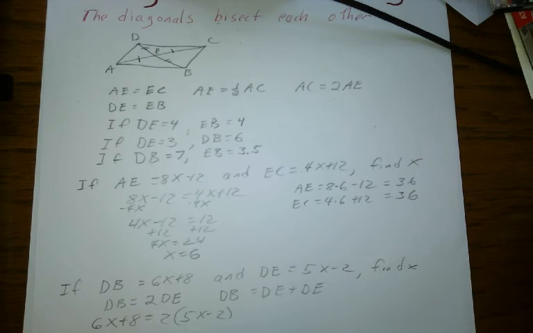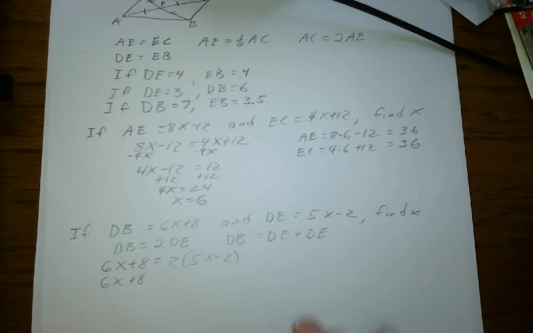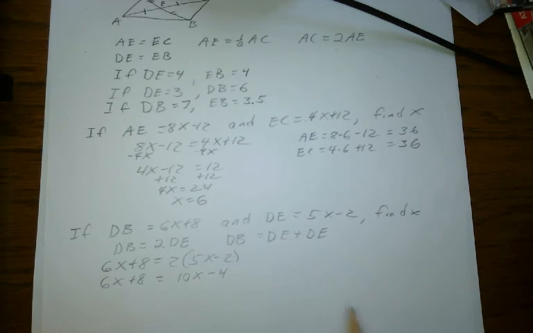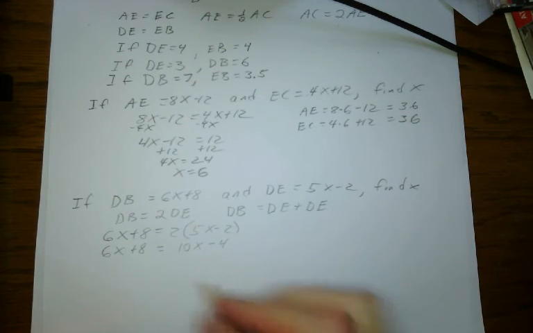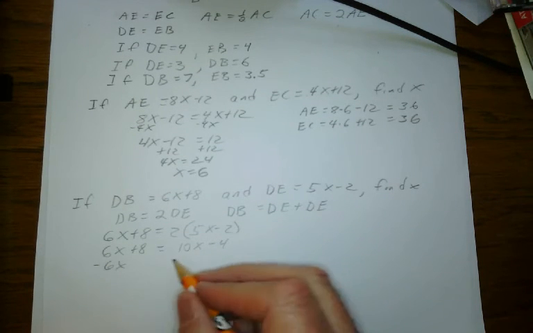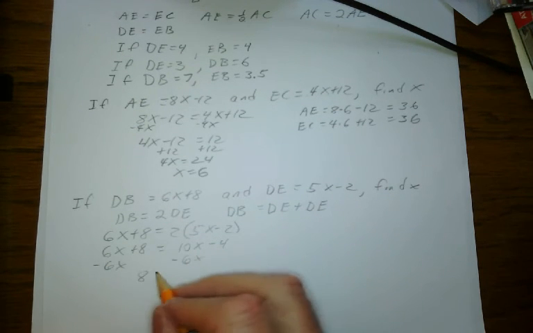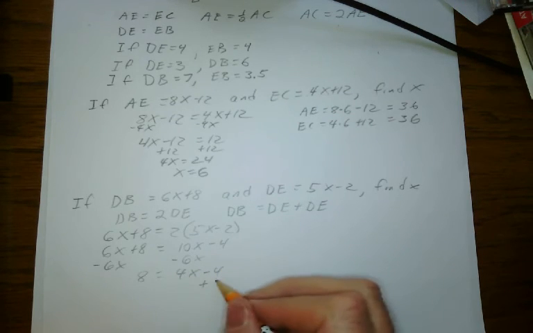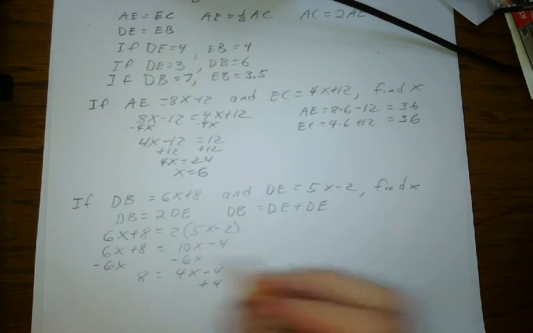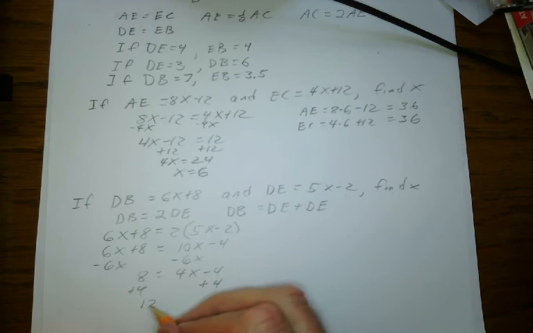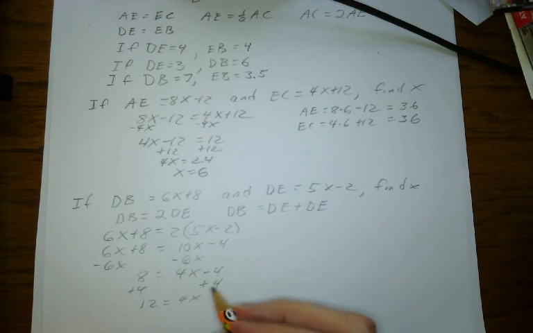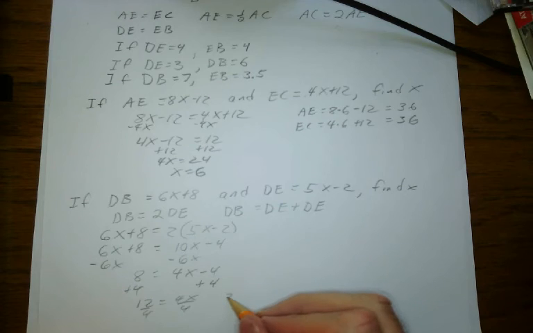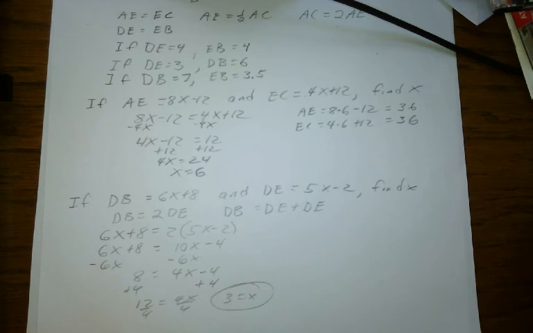Let's distribute first. You get 10x minus 4. Minus the 6x, 8 is equal to 4x minus 4. Add the 4. 12 is equal to 4x. And then when we finish this up by dividing by 4, we get 3 is equal to x.